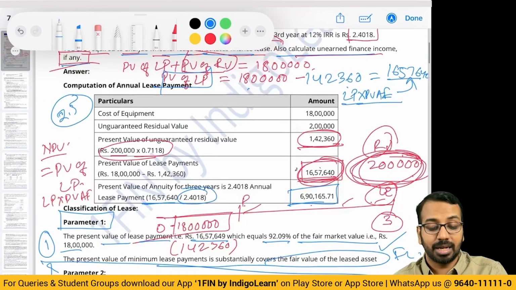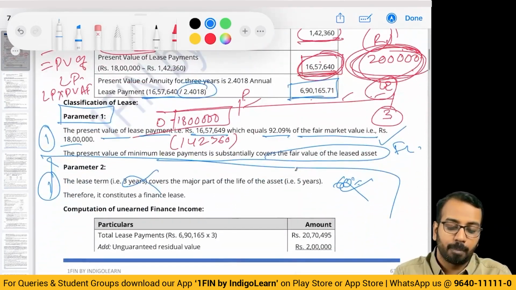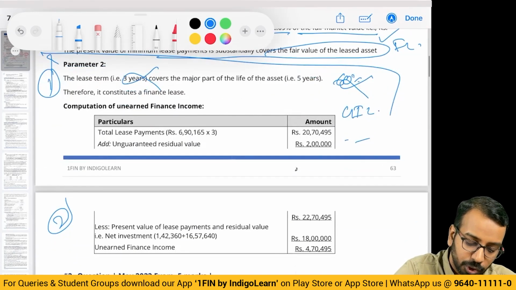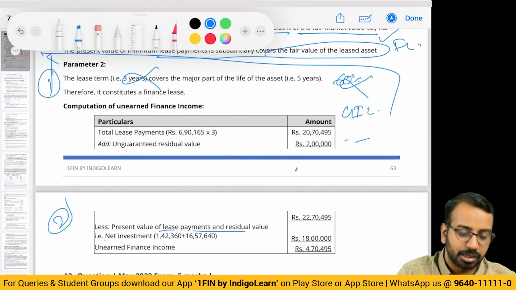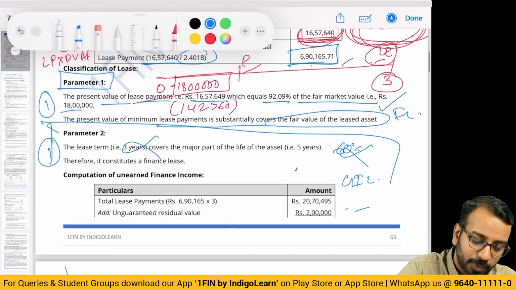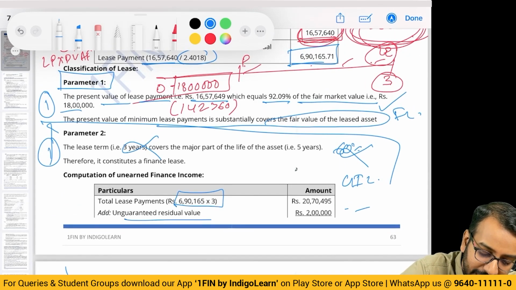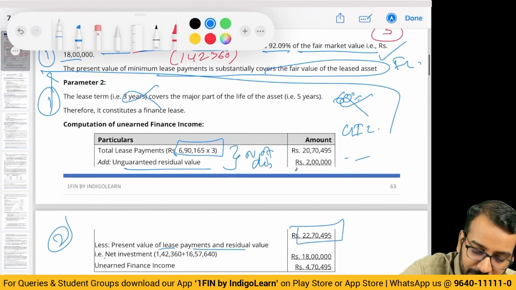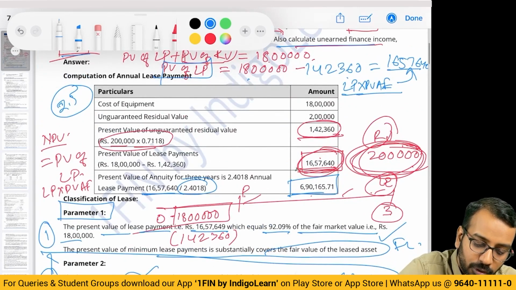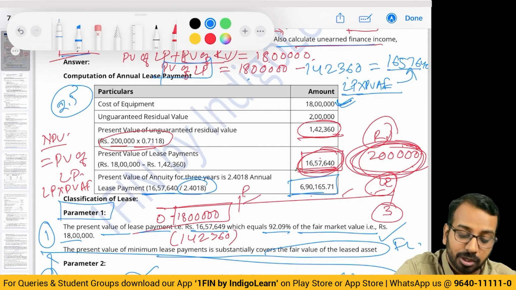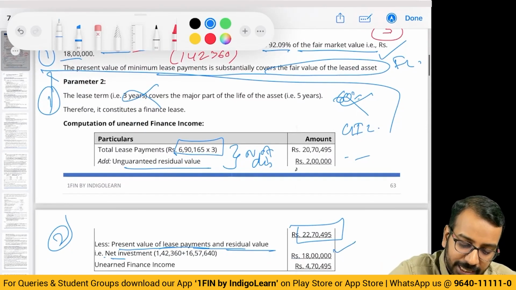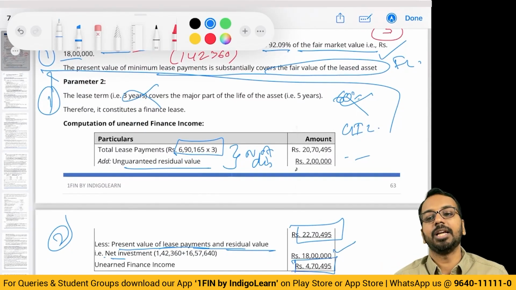Now, once it is a finance lease, the next question is, what is the unearned finance income? Unearned finance income is gross investment in lease minus the present value of lease payment and the residual value. What is the gross investment in lease? Total lease payment plus guaranteed residual value, not discounted, which is 22,70,495. The present value of lease payment and residual value is 18 lakhs. Don't only take 16,57,640, you have to take 142,360 also. So that is 18 lakhs. So unearned finance income is 4,70,495.